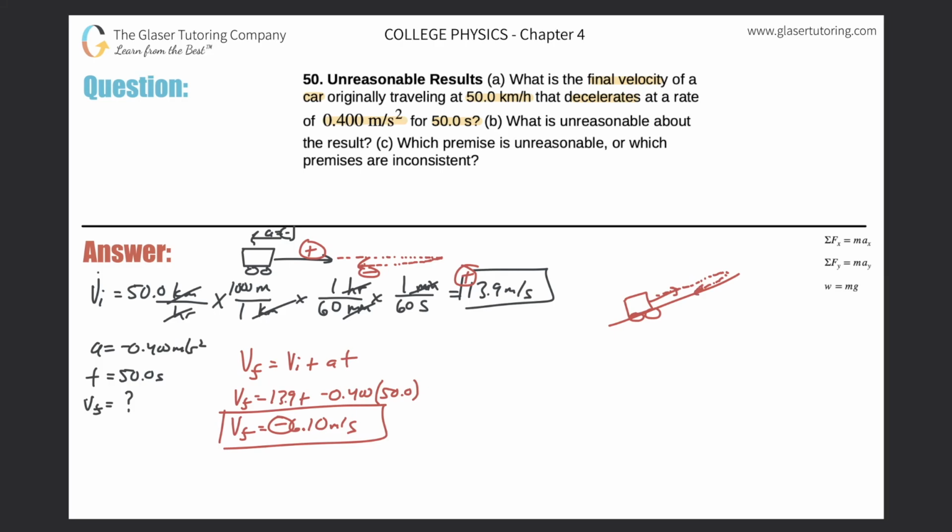But I don't know. Maybe that's how the problem is created. It doesn't give me enough information, but that would be what's unreasonable about it. What premise is unreasonable? I don't know. Maybe the initial velocity wasn't measured right, or maybe the time is too long. Could be a whole bunch of things.